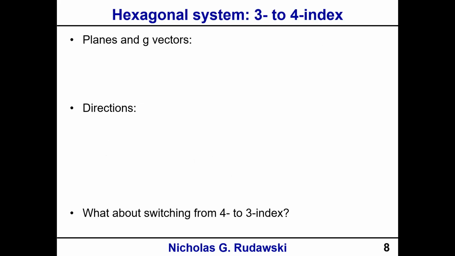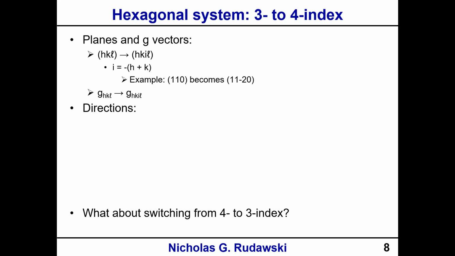Now, converting from 3 to 4 index, as far as the planes and the G vectors are concerned, this is very straightforward. All we have to do to get that I index is add H to K and then take the opposite. So 1, 1, 0 becomes 1, 1, 2 bar, 0. Same thing with the G vector, because G is normal to the plane. If I have the HKL G vector, I'm just adding H to K and taking the opposite, and that becomes I. The directions are a little bit more involved.